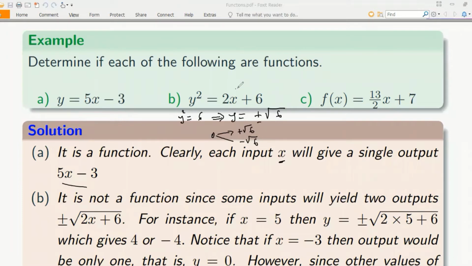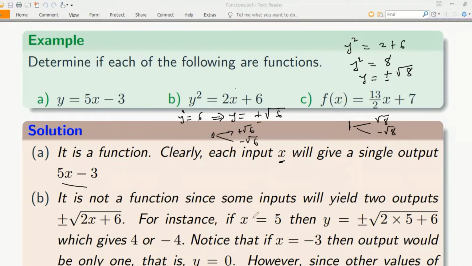What about if I were to put 1? My object was to be 1. So y squared is 2 plus 6. If I put 1 where there is x, y squared would be 8. So y would be plus or minus root 8. That means a single input that I put there, which was 1, has given two images: one is positive root 8, and the other one is negative root 8.